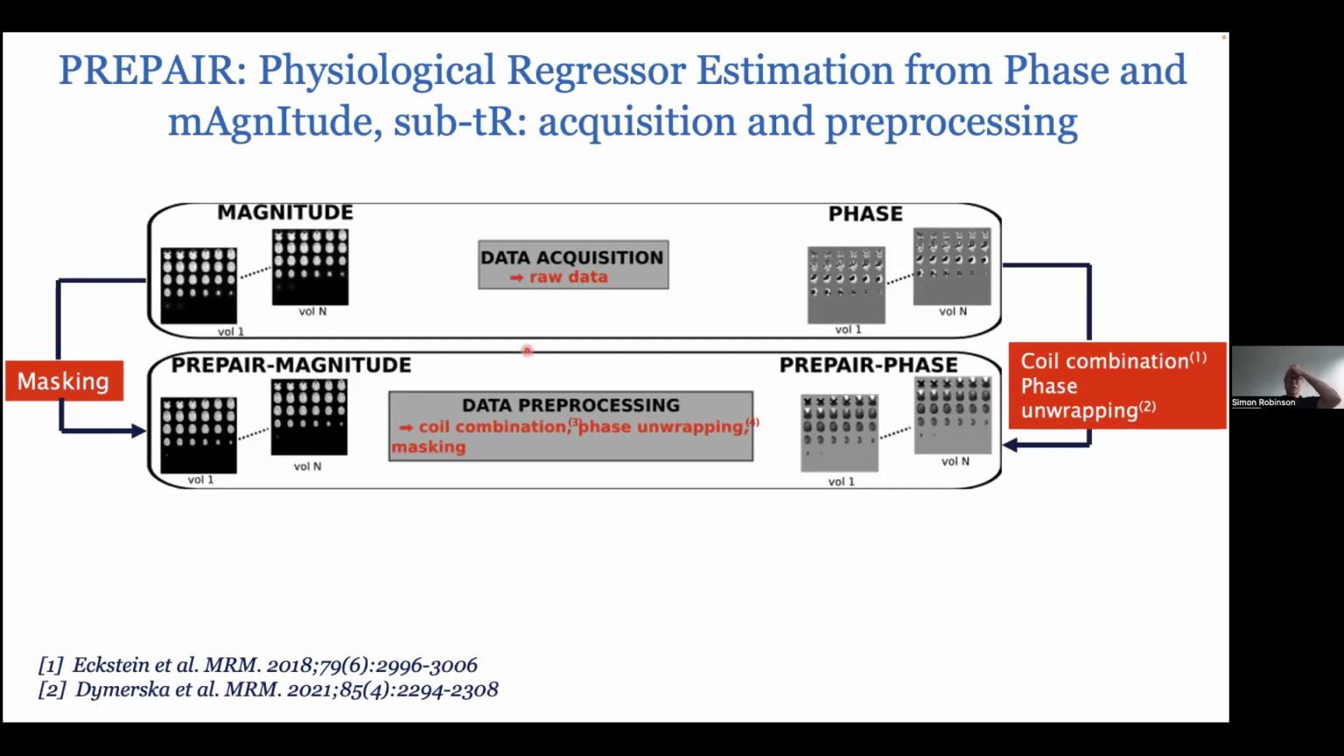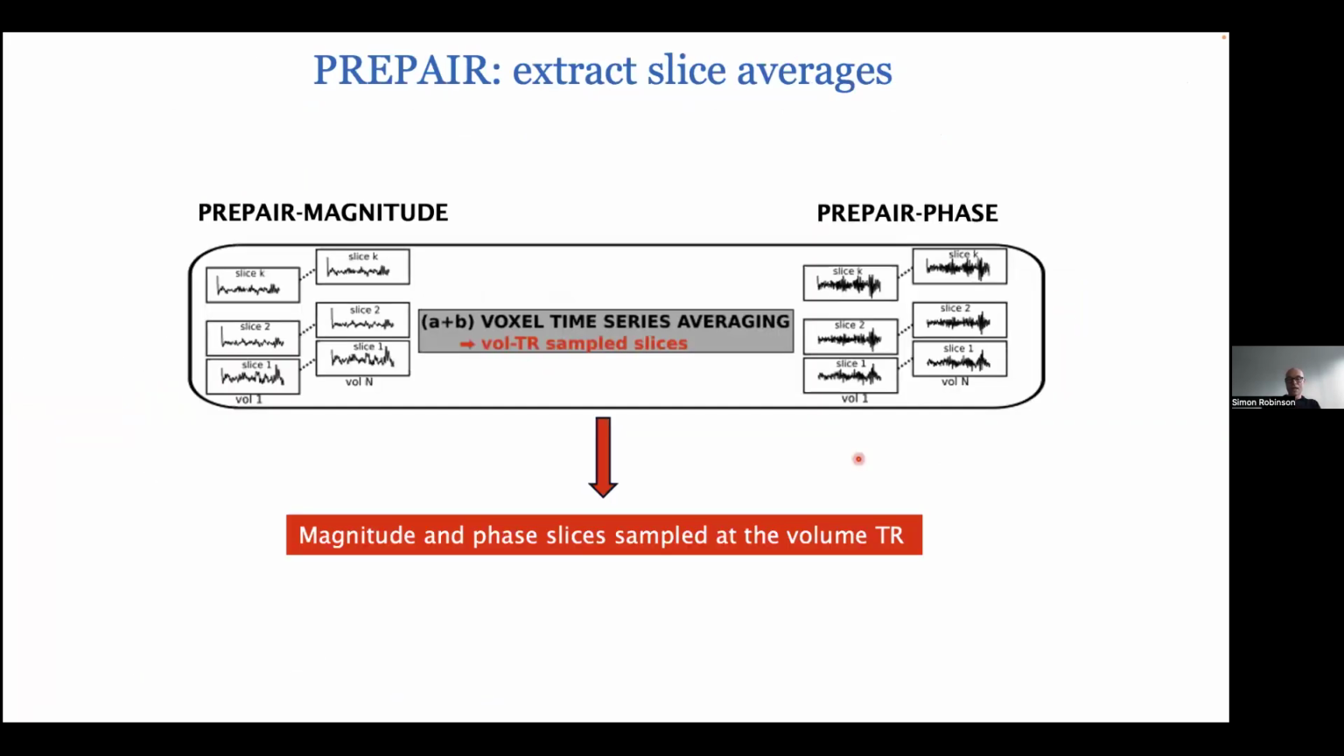So we try and examine both the magnitude and the phase data to look for these physiological changes. In the magnitude, we basically just mask the magnitude. For the phase, we do the coil combination, phase unwrapping, and masking. And then if we just calculated the average values in each image, we would have magnitude and phase time series sampled at the volume TR.